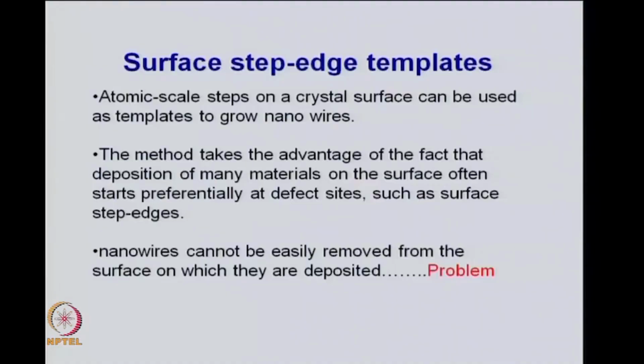Then there is another method which is slightly tricky, what we call the surface step edge template method. Here we know that at an atomic scale, if you look at crystal surfaces, there are always steps in crystal surfaces, and these steps or kinks, as we call them, these edges, can be used as templates to grow nanowires.